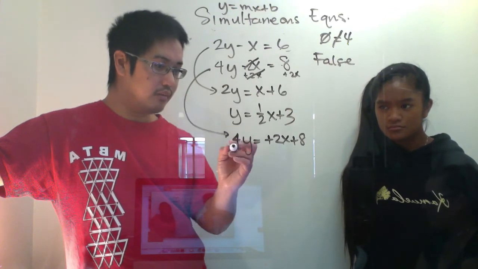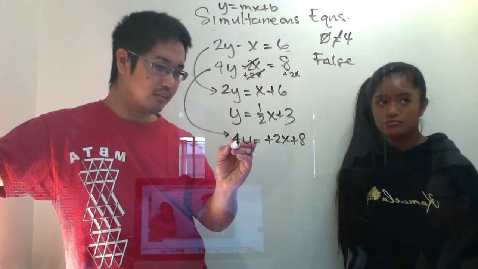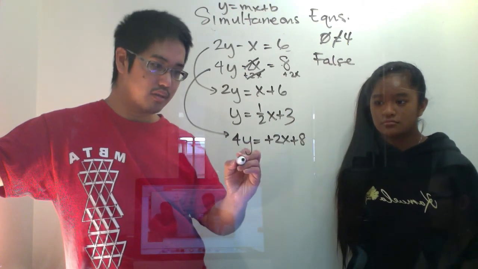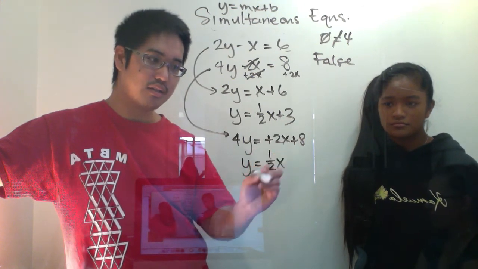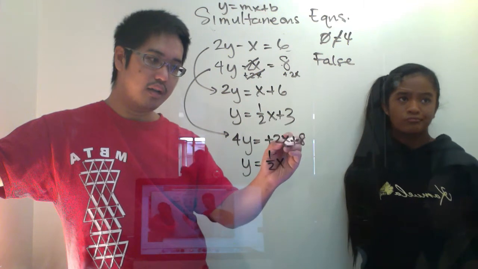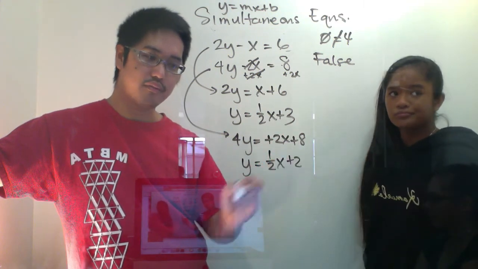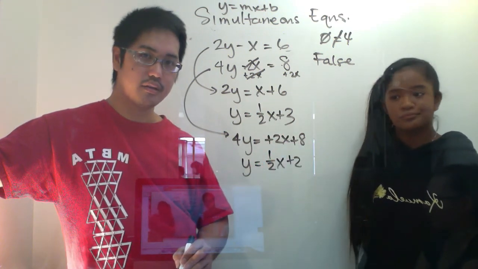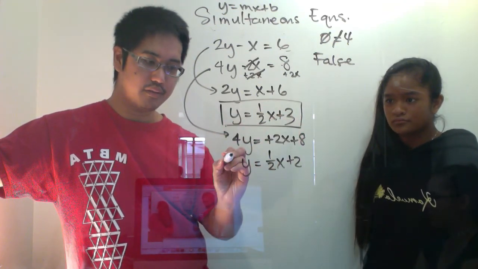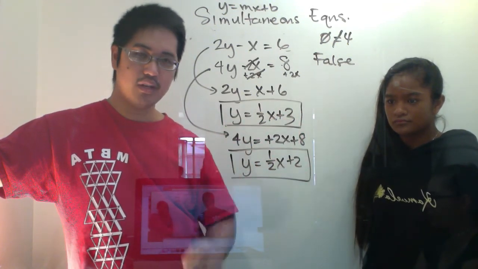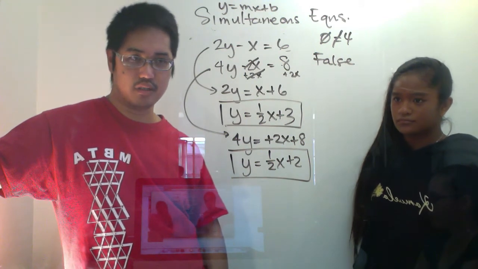Alright. Now, I'm going to look at this, I'm going to divide that by 4. So I have y equals 2 over 4, which is also known as 1/2 x. 8 over 4 is also known as 2. Are we cool with that? Look at these 2 equations. Look at them carefully. What can you tell me about the slopes of those 2 equations?